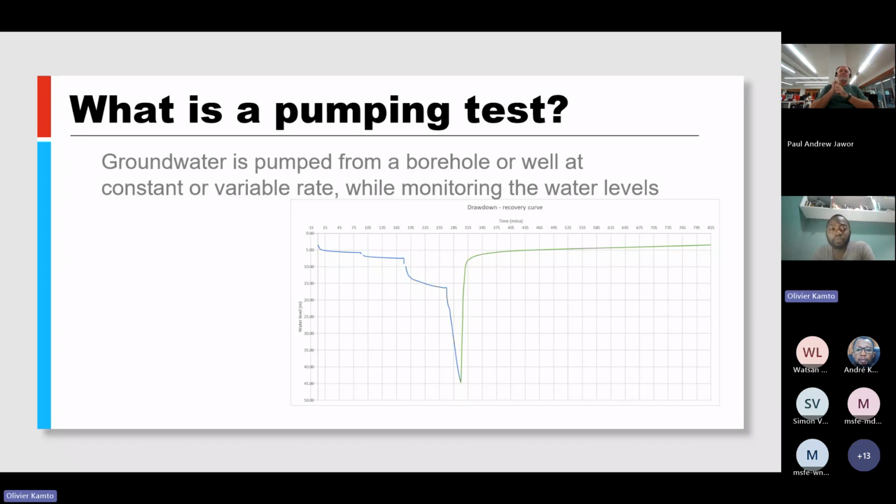But a very short and easy definition for a pumping test is pumping water out of a well or a borehole at a constant or a variable rate, continuously, as Adil mentioned, and very importantly, monitoring the water levels with respect to the different flow rates we are pumping the water out. There are several types of pumping tests which we can encounter. But what we encounter most, especially generally, are the step drawdown test and the constant rate pumping test.